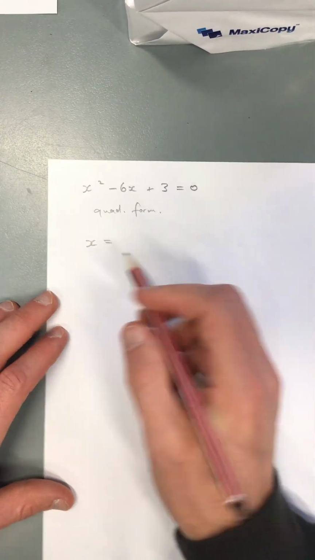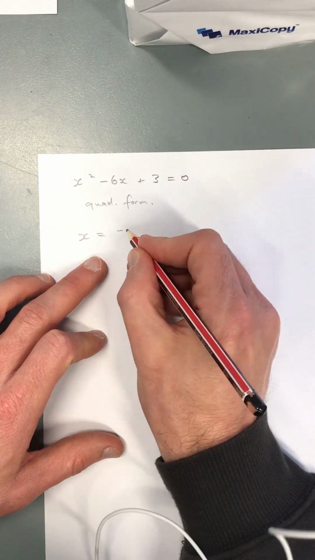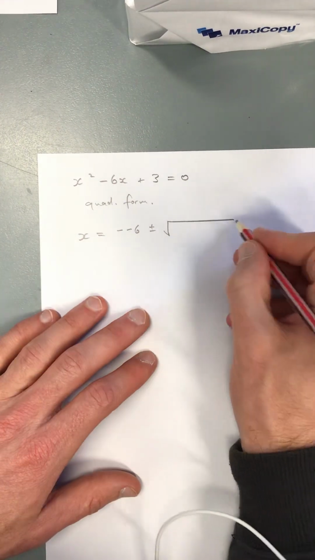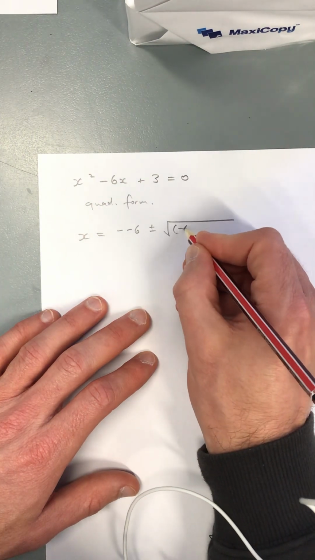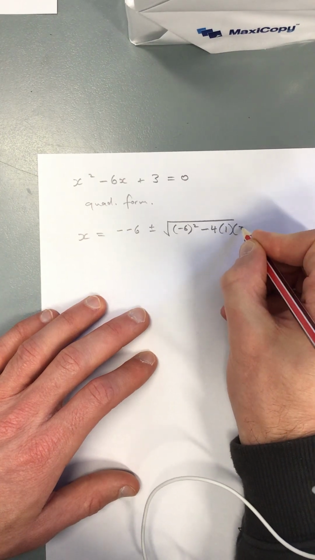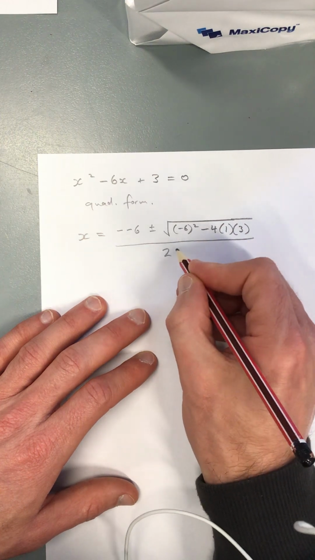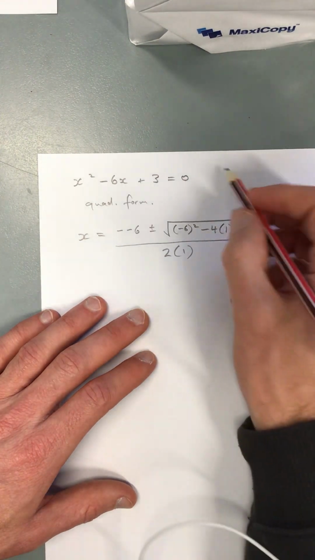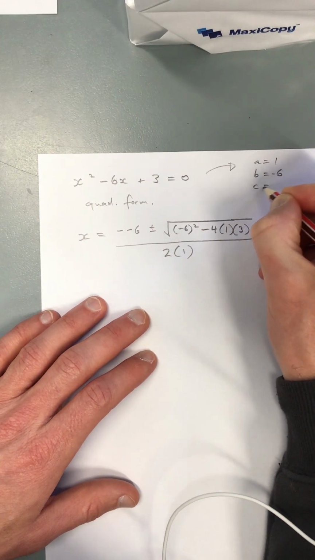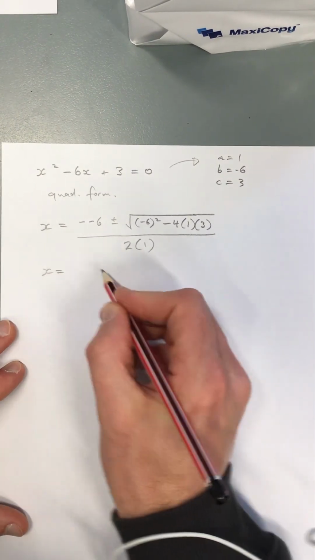this is how it would look if we solved using the quadratic formula. X will equal negative b, so negative 6, plus or minus the square root of b squared minus 4 times a times c, all divided by 2a, which is 2 times 1 in this case. And what I probably should have done at the start is just written down a equals 1, b equals negative 6, and c equals 3. So we're using those values in the quadratic formula. And then we just try to simplify that and work it through.